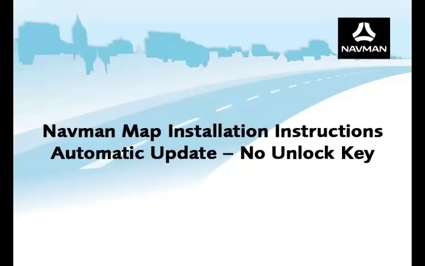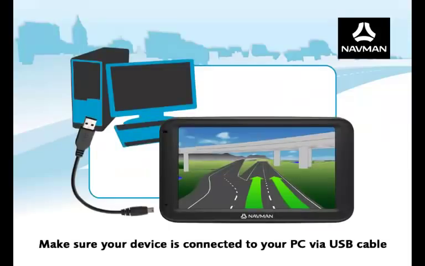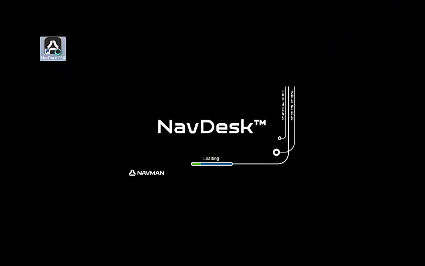To the map installation instructions for automatic map upgrades on your Navman. Before you start, make sure your device is connected to your PC via the USB cable. Then turn on the device and start your Navdesk software.